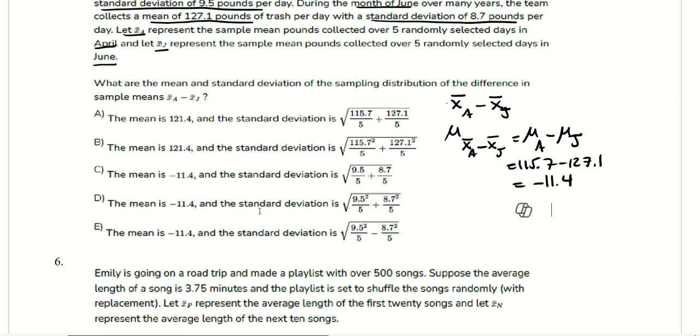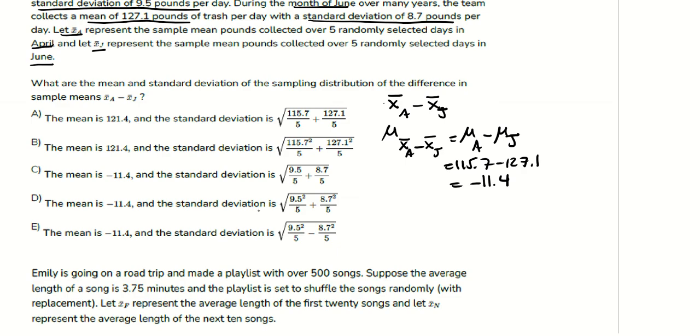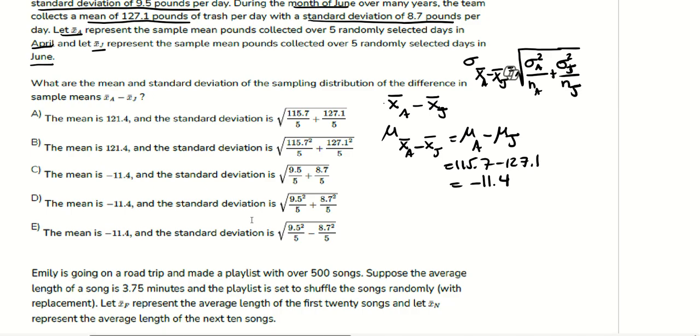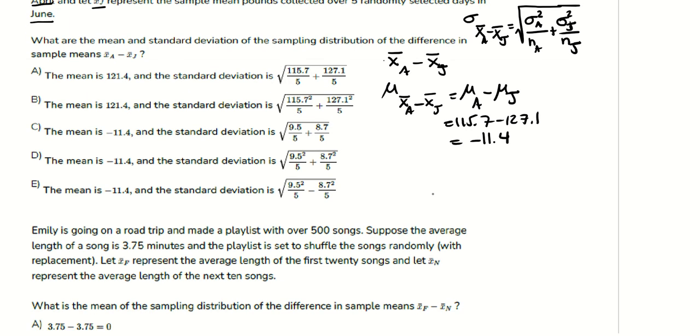Now, in order to get the standard deviation, the standard deviation formula I'll write it here, is going to be the square root of the variances. So it's going to be sigma squared, the variances, divided by the sample sizes. So sigma squared A over NA plus sigma squared J over NJ. Okay? So there's your formula. Now these should be found in your formula sheet for the AP exam. So you don't have to memorize this.